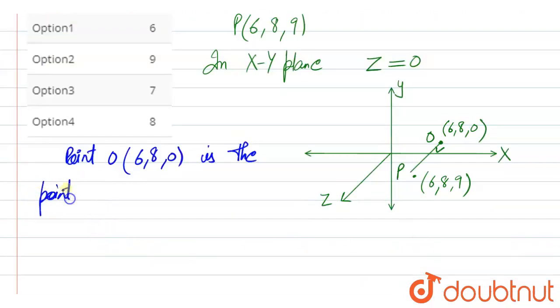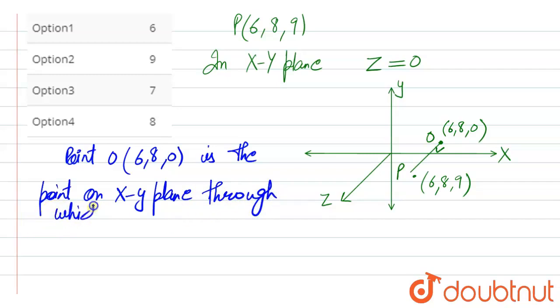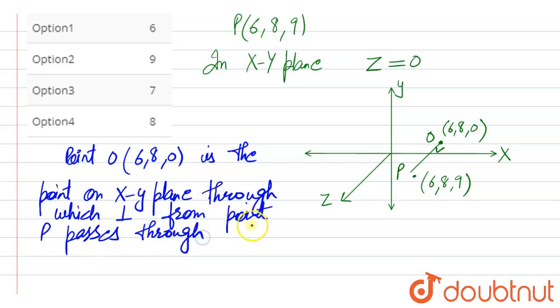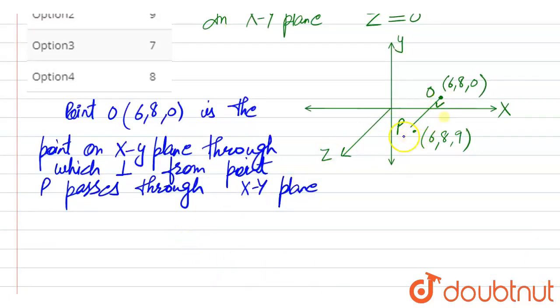is the point on XY plane through which perpendicular from point P passes through XY plane. Okay, if we draw a perpendicular on XY plane from point P, then it would pass from this point. Okay, so minimum distance would be PO.